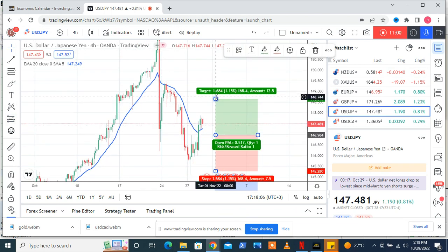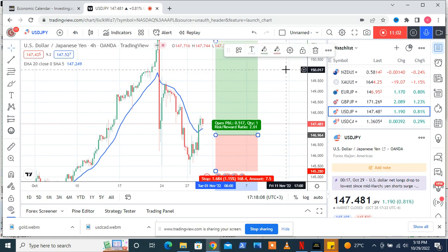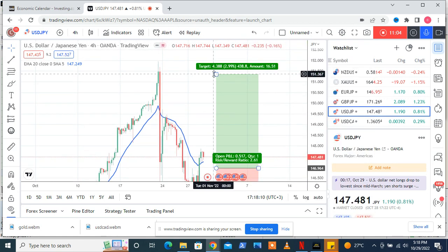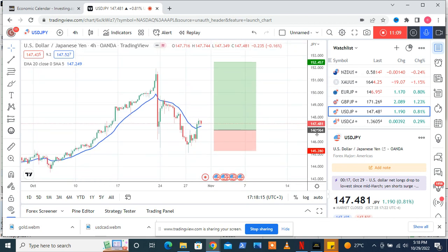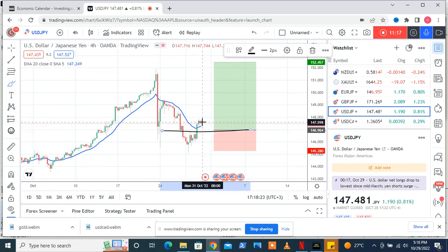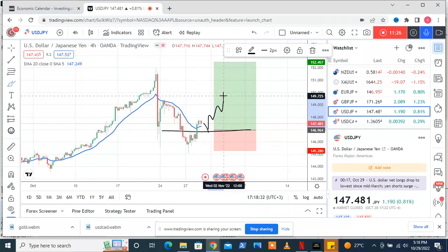My entry was there. So in this coming week, that is the setup. This is just my opinion on what I think the market will do. So let's see how the market will play out. If I see a pullback to this level, and if I see bullish setups around this area, I'll open another buy.